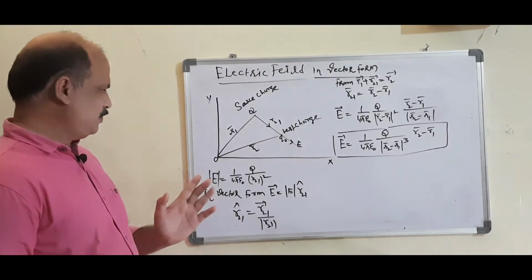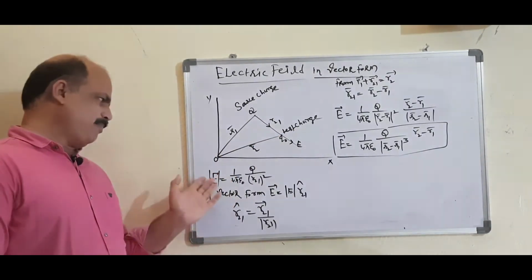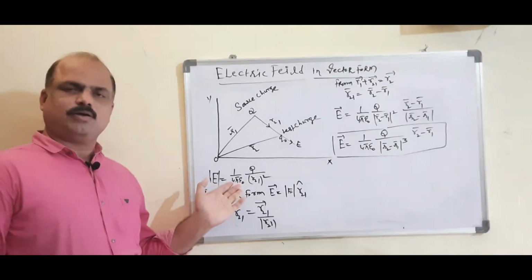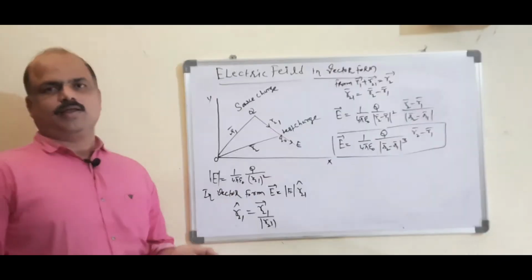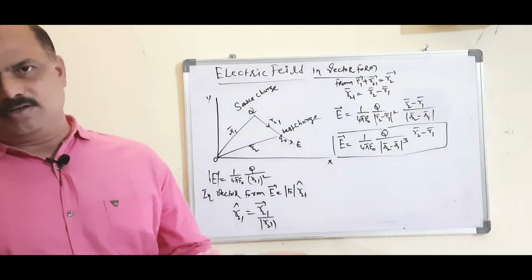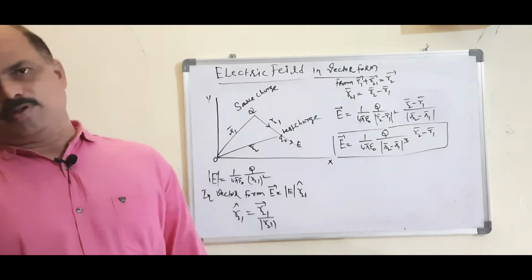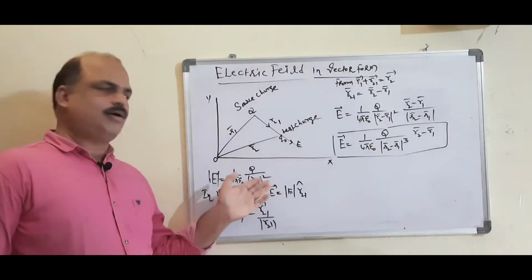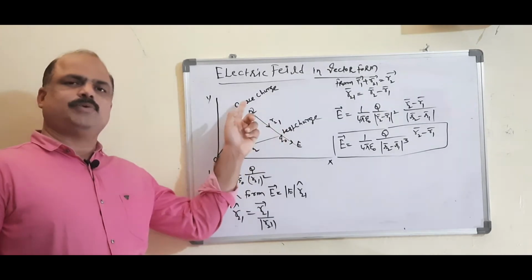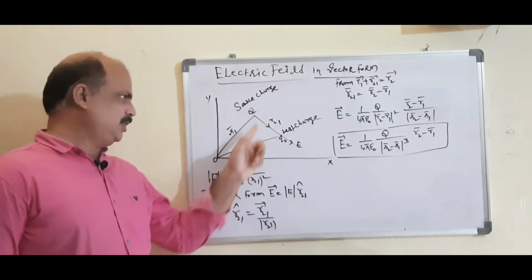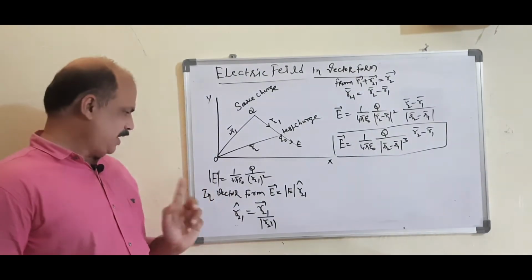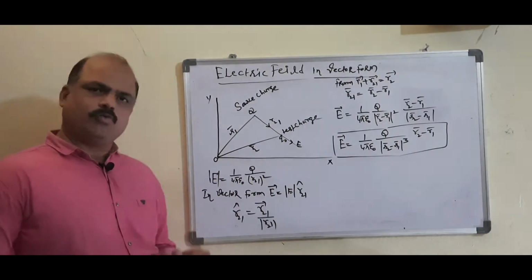Now we write the magnitude of electric field, that is equal to 1 by 4 pi epsilon naught, q by r square. Already we derived that equation in the previous class. So 1 by 4 pi epsilon naught q by r square. r square means the distance between the source charge and test charge, that is R21. So R21 whole square. Right, in vector form, how can we write?